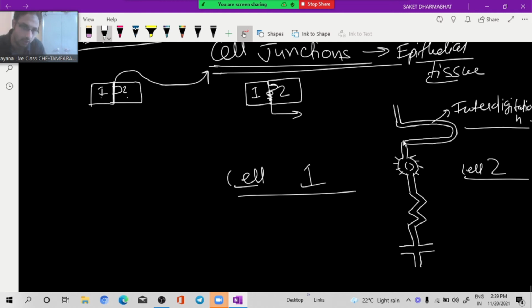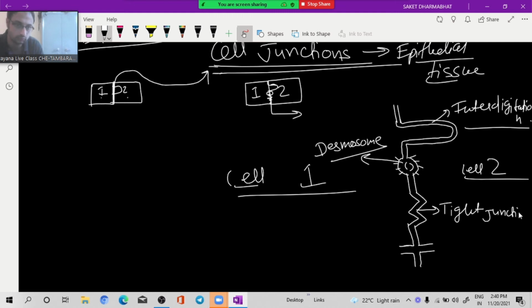Now after this part, this is looking like a button. This part is called as what? Desmosome. This is called the tight junction. And this is called as what? Gap junction.